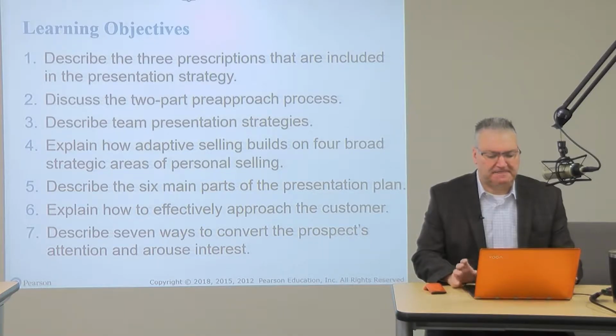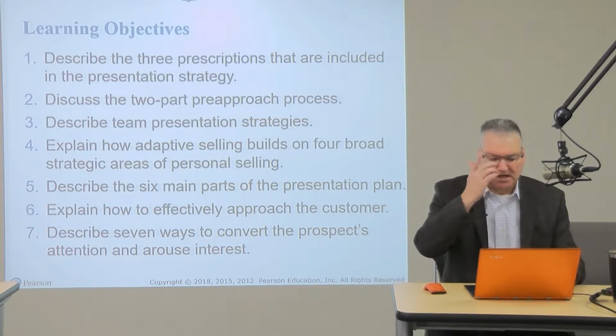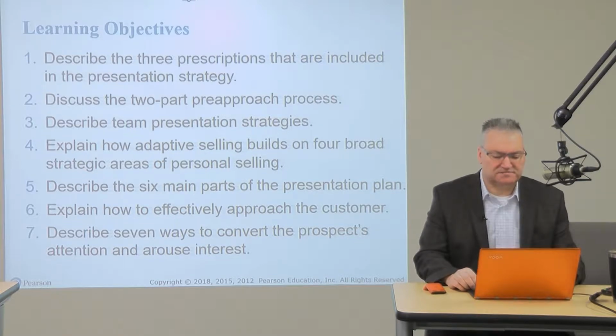We're going to be talking about Chapter 10, approaching the customer with adaptive selling. In this chapter, we're going to talk about the three prescriptions that are included in the presentation strategy, discuss the two-part pre-approach process, describe team presentation strategies, and explain how adaptive selling builds on four broad strategic areas of personal selling. We're going to describe the six main parts of the presentation plan and explain how to effectively approach the customer. We're going to describe 7 ways to convert the prospect's attention and arouse interest.